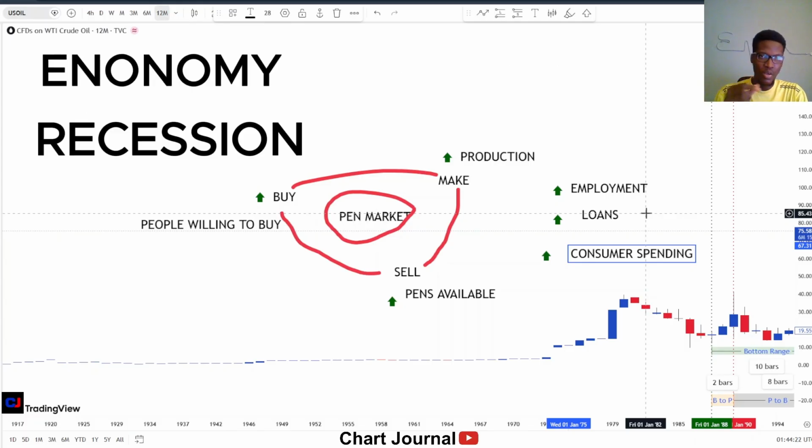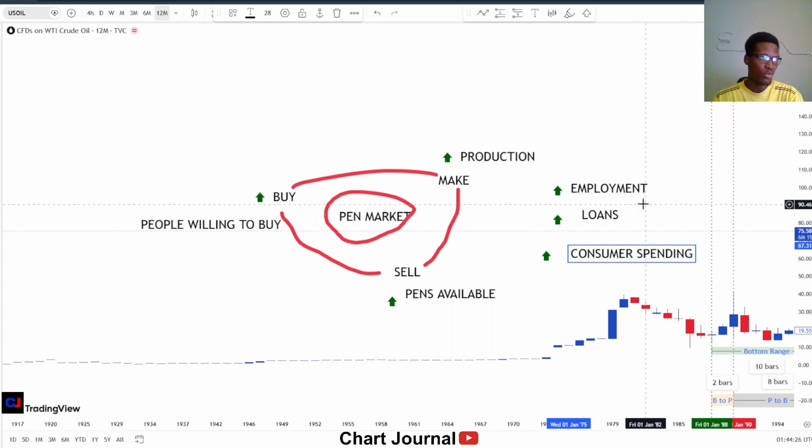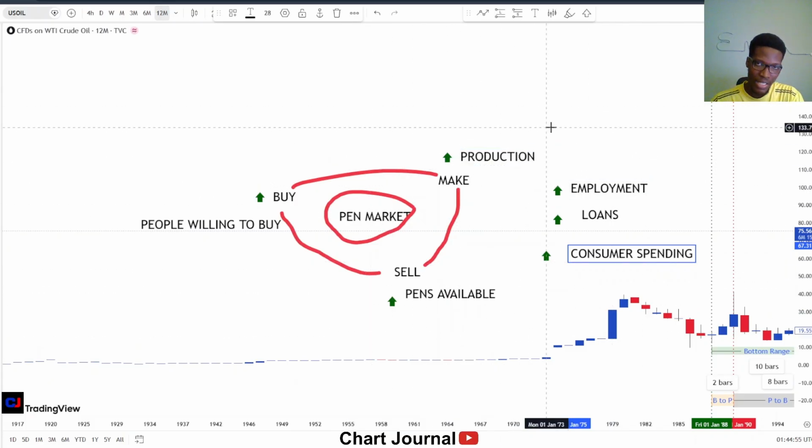We know what a recession is. Once this system, which we call economy, drastically shrinks, instead of employment increasing, we have an increase in unemployment. Instead of loans taken out, fewer loans are taken out, and consumer spending also reduces. So there is no need to have more pens available. Once we don't need more pens, there is no need to increase production. We don't need excess workers if they are not needed, so they are going to lay them off, which will bring about unemployment.